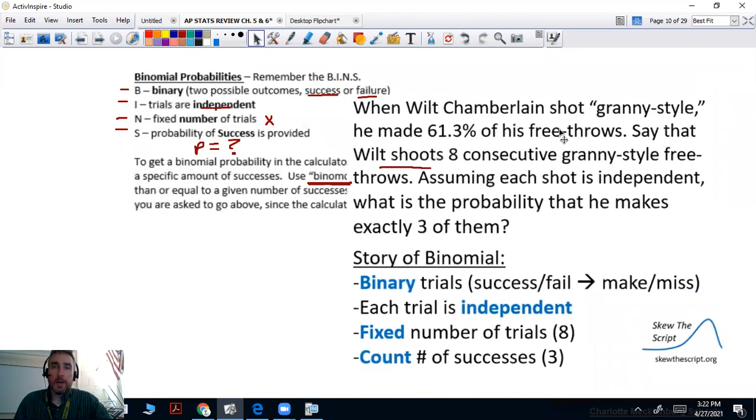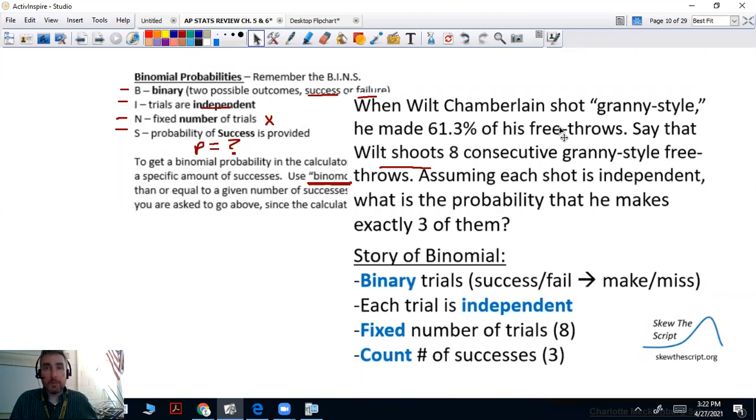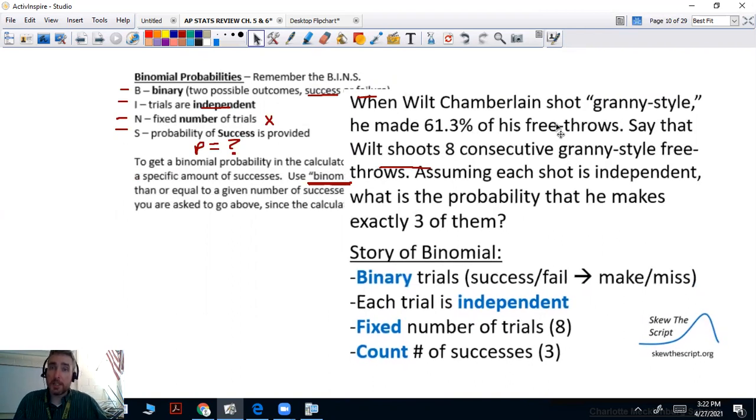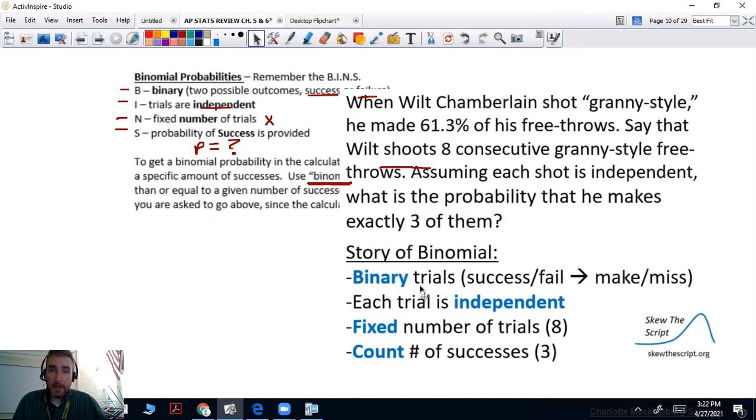When Wilt Chamberlain shot granny style, he made 61.3% of his free throws. Say that Wilt shoots 8 consecutive granny style free throws. Assuming that each shot is independent, what's the probability that he makes exactly 3 of them? So we have binary outcomes, each is independent. We have a fixed number of trials. We're trying to find the count of 3 successes, and we know the probability of success.